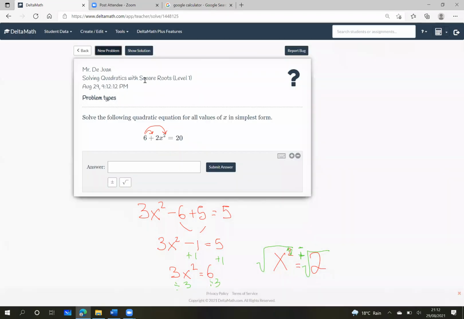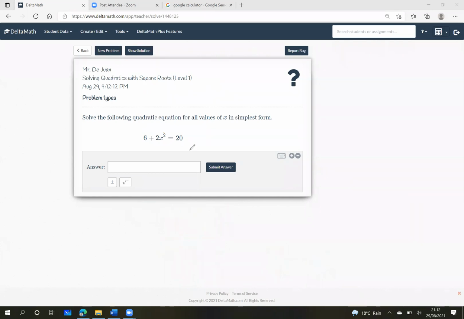Okay, let's do a couple more. Let's take another look. Here we're going to do the same. Remember, remove the additions or subtractions. Move the numbers first. So we're now going to have 2x squared equals 20 minus 6, 14. Then divide by 2. And here we have x squared equals 7.